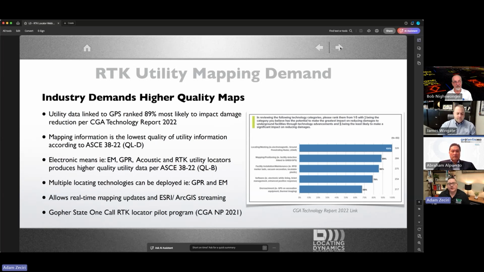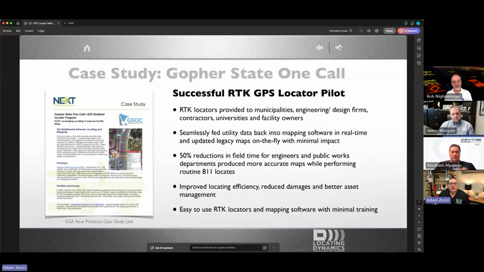I really wanted to talk about Gopher State One Call's RTK Locator pilot program, which was actually in the Next Practices report from 2021. So this case study, don't worry, I'm not going to open it up and read through the whole thing. We're going to put a link up there in the chat. If you all want to read this document after the presentation, I highly recommend it, but I'm going to touch on the key takeaways.